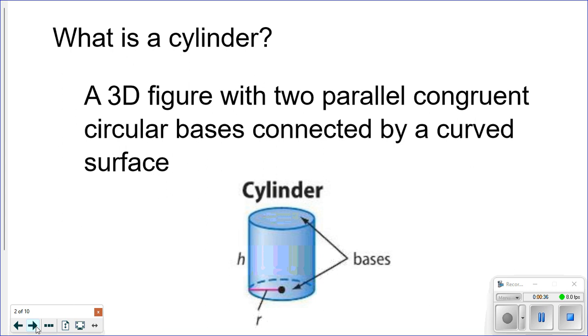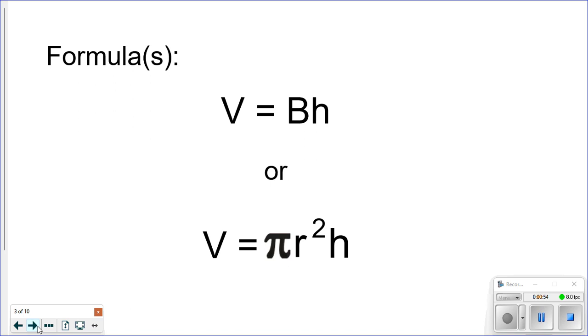So a cylinder has circles as bases. How do you find the volume? Volume, again, is what fills up a figure. If I think of how many cubes would fit inside a cylinder or inside a prism, volume is what something can hold. And the formula is the same as yesterday. It's still area of the base times the height.